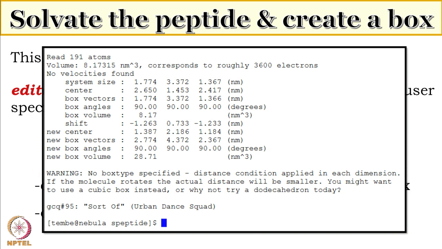Okay. Because to specify a box type, you have to give -bt dodecahedron or something. But cubic, now it says box angles are 90, 90, 90. So I expect that to be a cubic box.